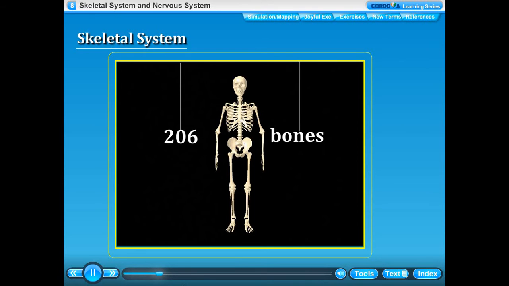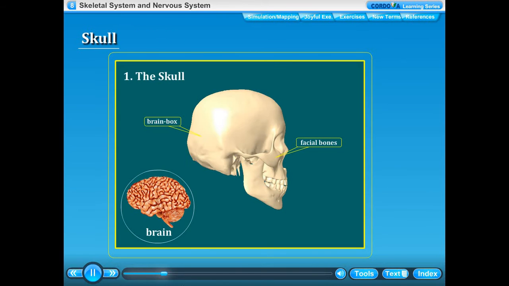The main parts of the human skeleton are the skull, backbone or spine, rib cage and limbs. The skull. The skull of an adult human being has 22 bones. The upper portion of the skull protects our brain. All bones in the skull are fixed except the bones in the lower jaw that can move.